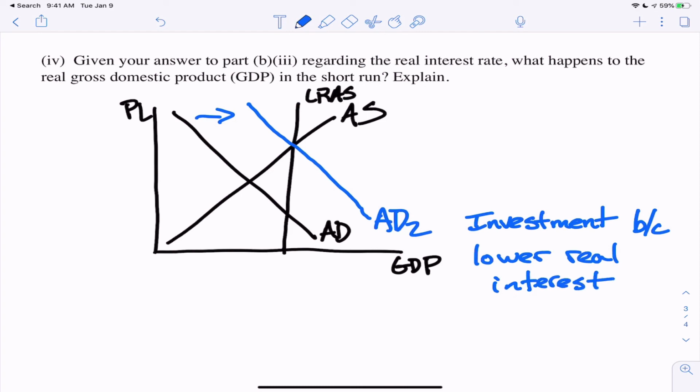And that's going to move us from the output we were at back to our full employment output. The economy is going to come out of this recessionary gap. Employment is going to increase, and the economy is going to improve as a result.